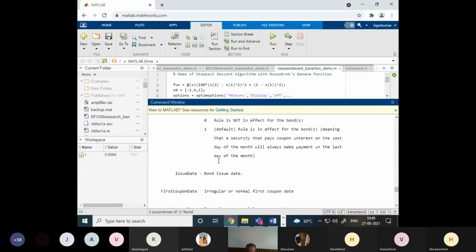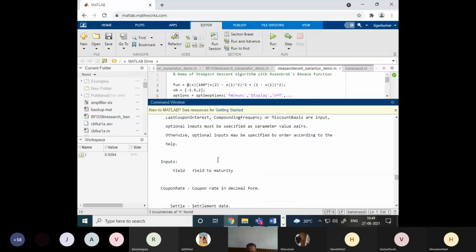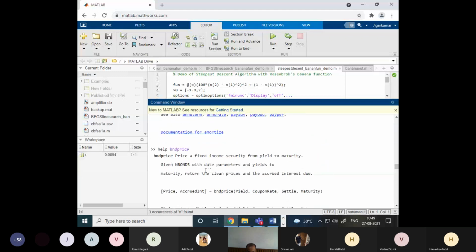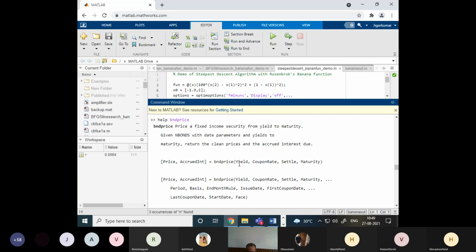So you can see what this is doing. It calculates the price of the bond with given data. What is that data that we have to give? This: if you know the yield, sometimes we know the yield to maturity. The coupon rate is always known. If you refer to any particular bond document, the coupon rate is known, the nominal coupon rate.